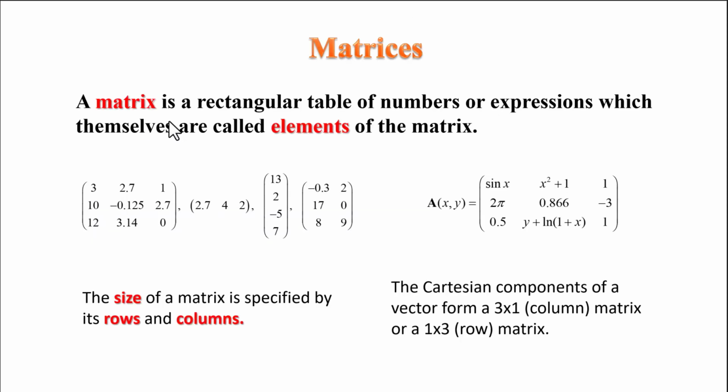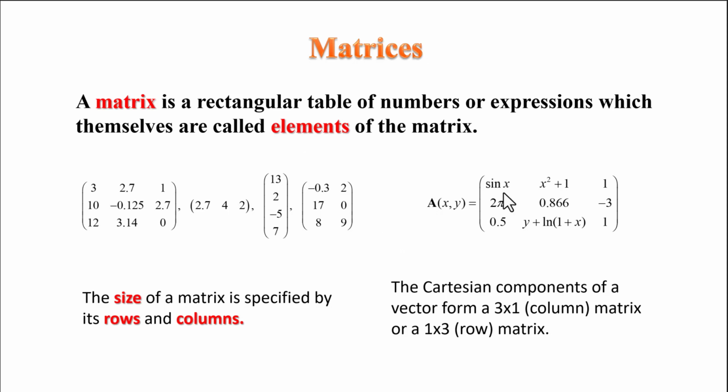A matrix is a rectangular table of numbers or mathematical expressions, and these numbers and expressions are called elements of the matrix. The size of a matrix is specified by the number of rows and the number of columns of the matrix. So here it's a 3-row and a 3-column matrix. We say it's a 3 by 3 matrix. 1 row but 3 columns, 1 by 3 matrix. It's a 4 by 1 matrix here, etc.